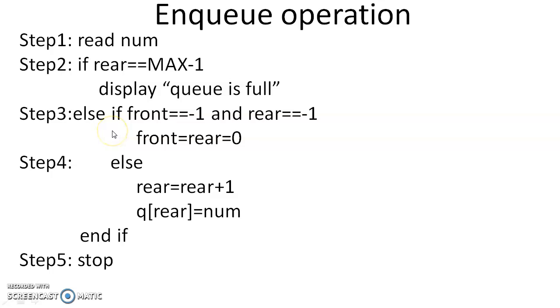Or otherwise, suppose consider that the queue is empty, that is, no one is there in the queue. Front is minus 1 and rear is minus 1. You are the first person to enter that particular queue. So front is equivalent to rear, because that is the first element and that is the last element. Otherwise, some people are present in the queue. Then you increment rear by 1 and in queue of rear you enter that particular element. These are the three conditions that we have for this enqueue operation.